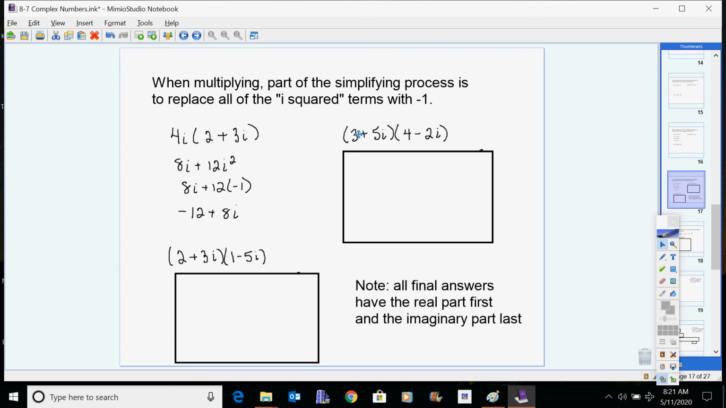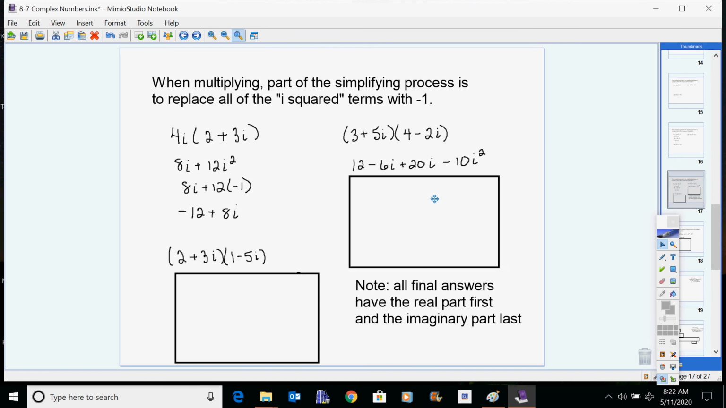When you do this, you're distributing twice, or some people like to think of it as FOIL, but the 3 gets multiplied by the 4. 3 times negative 2i. 12 minus 6i. 20i minus 10i squared.